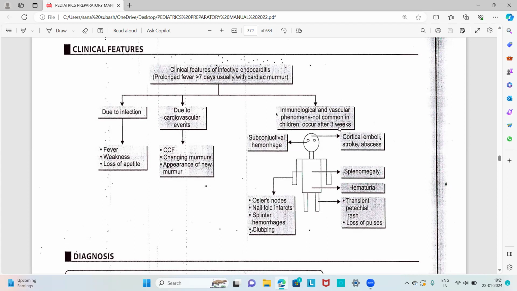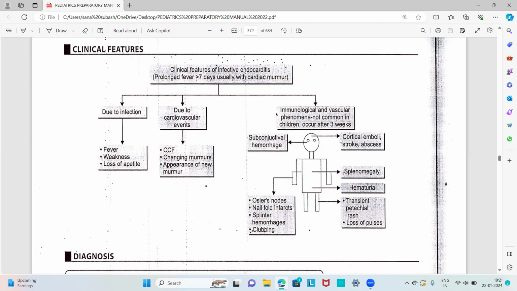It usually occurs after 3 weeks. Because of these immunological and vascular phenomena, there will be subconjunctival hemorrhage in the eyes, then cortical emboli, stroke and abscess, splenomegaly, hematuria, transient petechial rash and loss of pulses. And there will be Osler nodes, nail fold infarcts, splinter hemorrhages and clubbing in the hand.